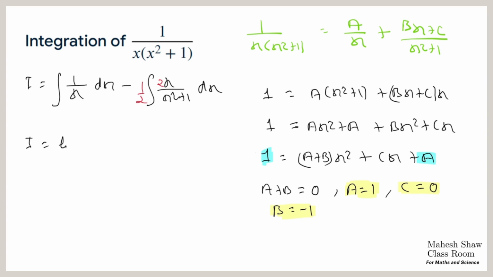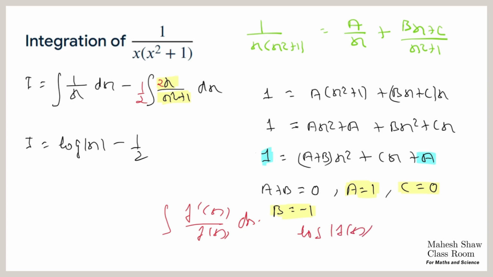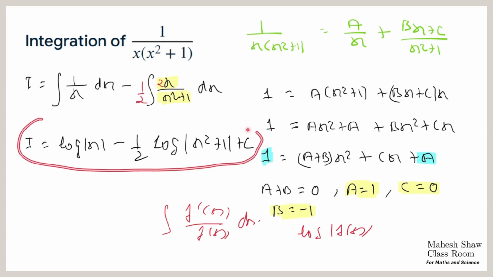This is log mod x, and minus this is half times. But you can see that this is fx and this is f dash x. What you should know is that if it is f dash x over fx dx, then its integral is log mod fx. So we'll write this as half log fx, and fx is x squared plus 1, plus c. So yes, this should be the answer.